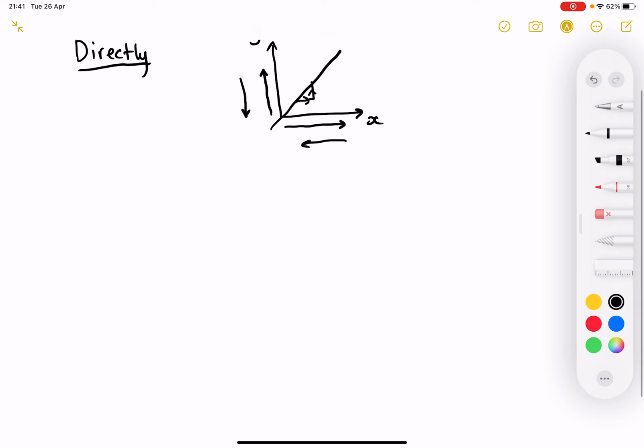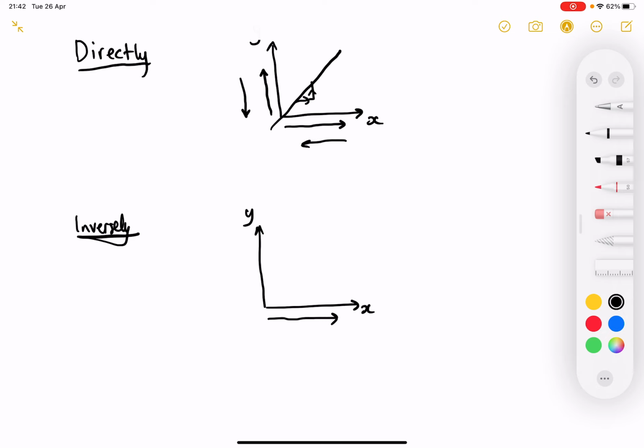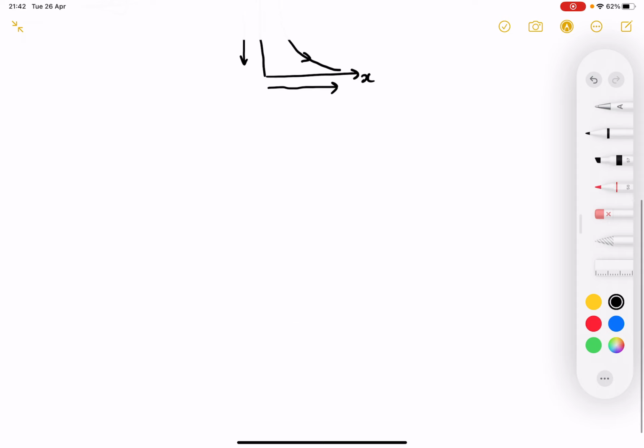Okay. Then there is one that's called inversely. So, inversely is just the opposite way around. As one variable increases, the other variable will decrease. For example, if again we have x and y, it's saying that as x increases, y will decrease, or the other way around. We end up with possibly something like this. Let's try a couple of problems and see where this is coming from.